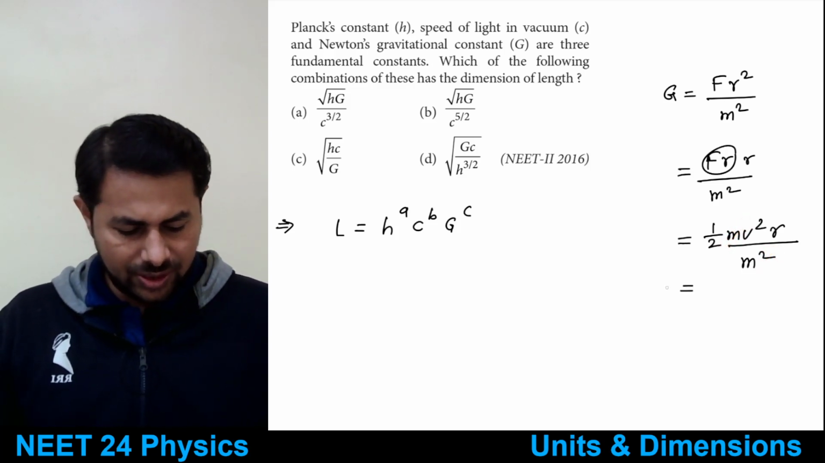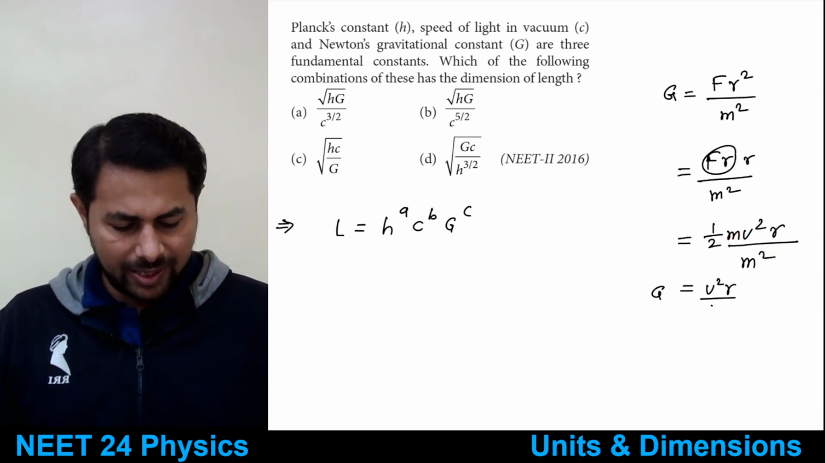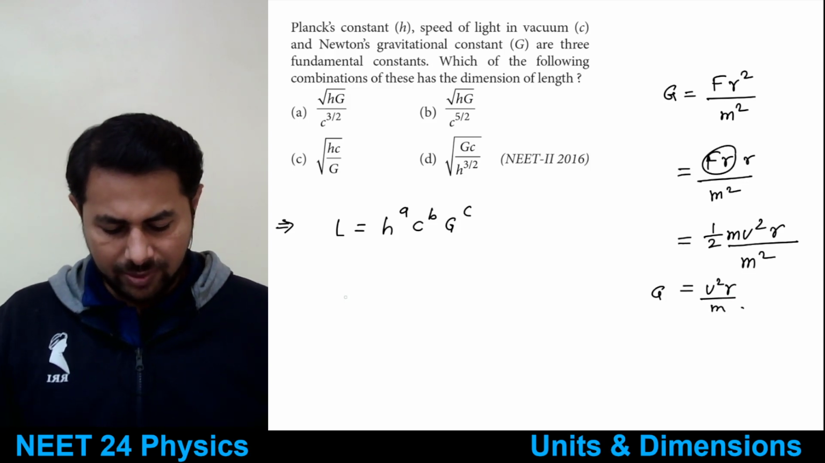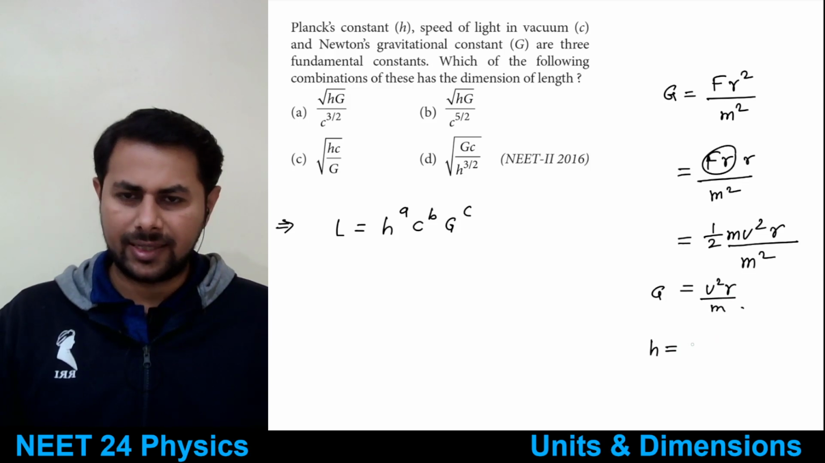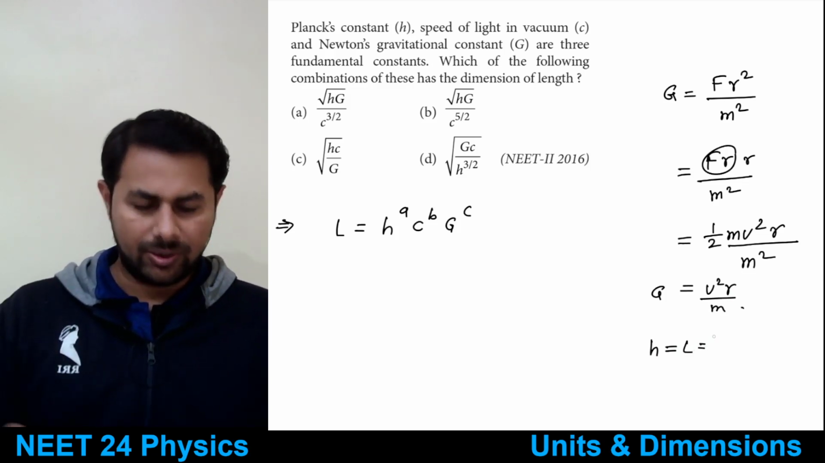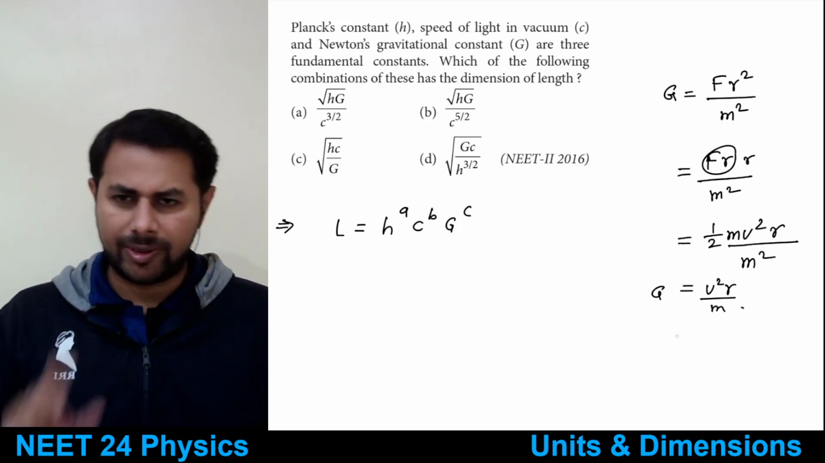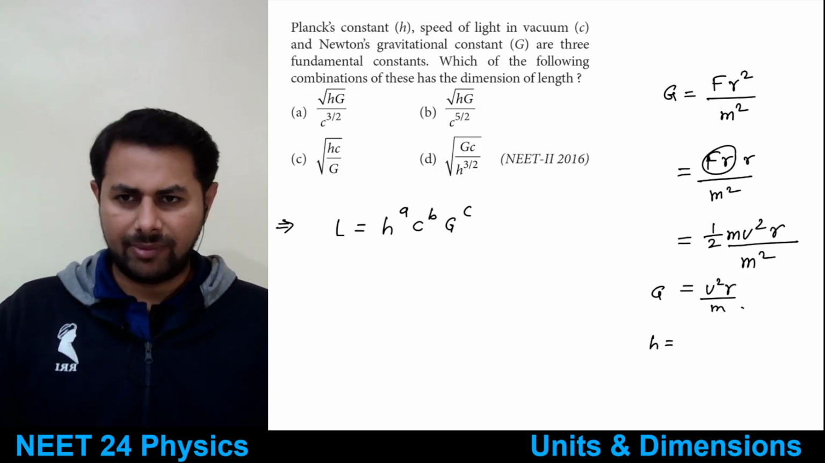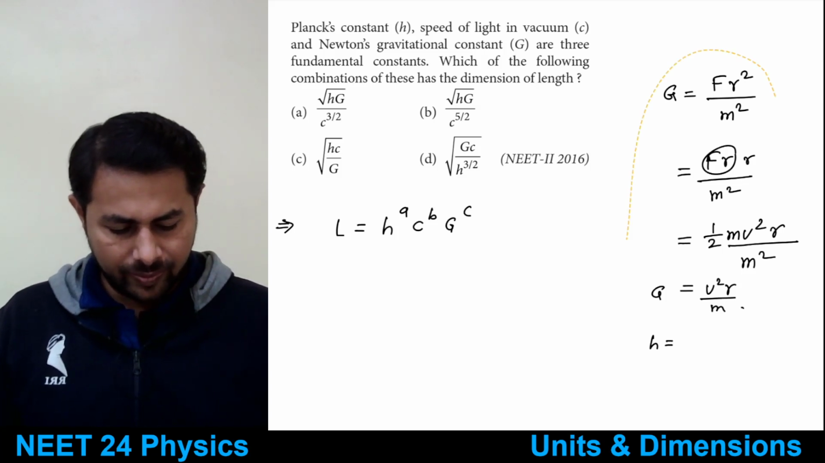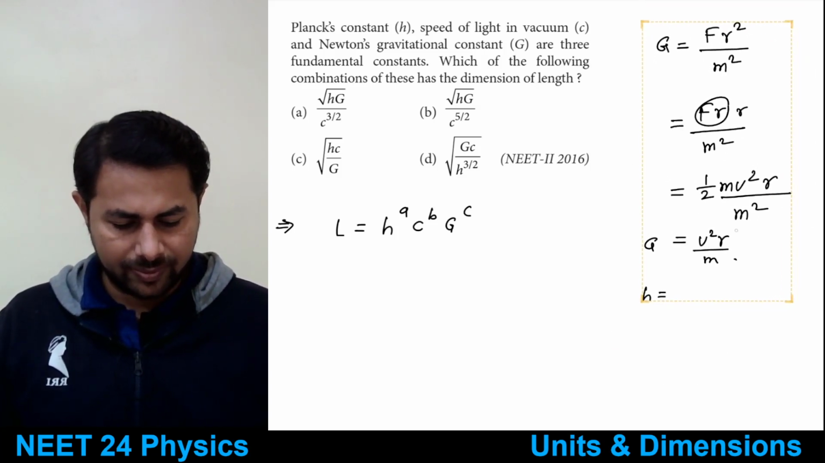So you can say G is equal to v square r by m, okay. Similarly, now Planck's constant has the same dimensions as that of angular momentum. This thing you have to remember, Planck's constant and angular momentum. They sometimes ask this question also. Planck's constant has the same dimensions as that of, okay. So it is angular momentum, right?